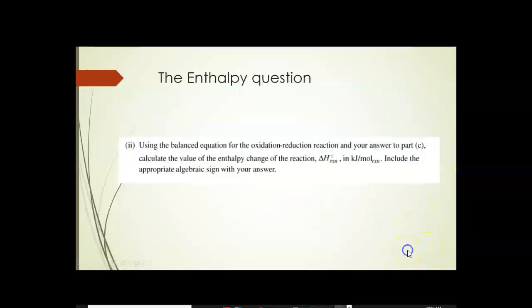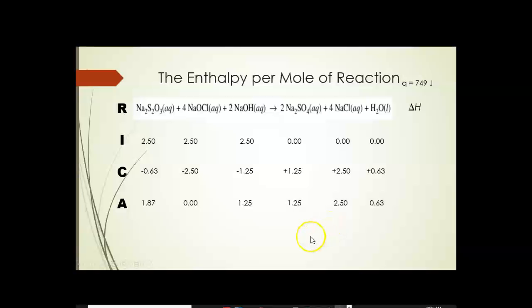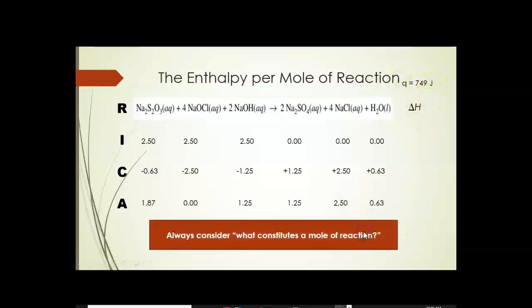So, using the balanced equation, your answer to part C, calculate the value of the enthalpy change in kilojoules per mole of reaction, including an appropriate algebraic sign. All right, so we're going to go back here. We had 749 joules of heat released, and delta H then is what we're looking for.